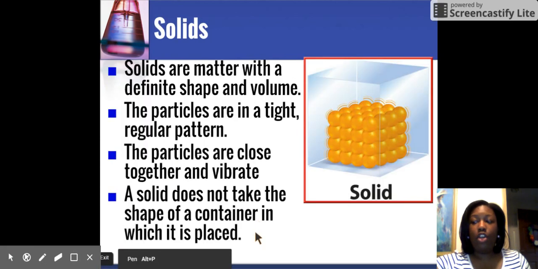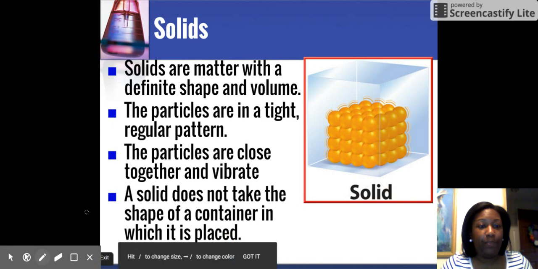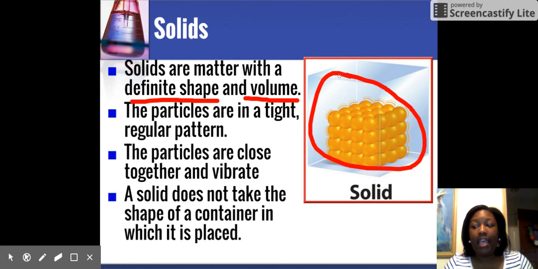So the first type of matter is solids. This is where you have to pay very close attention to the definition. Solids are matter with a definite shape and a definite volume, as you can see in this picture. The particles are in a tight, regular pattern, just like you can see in the picture to your right.